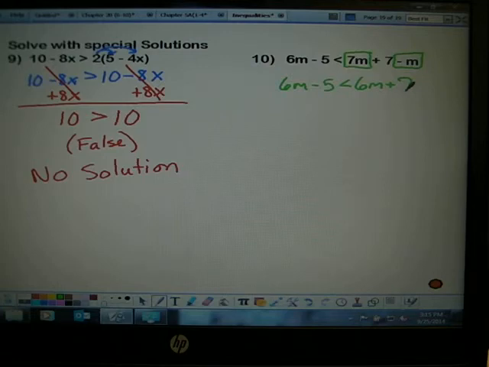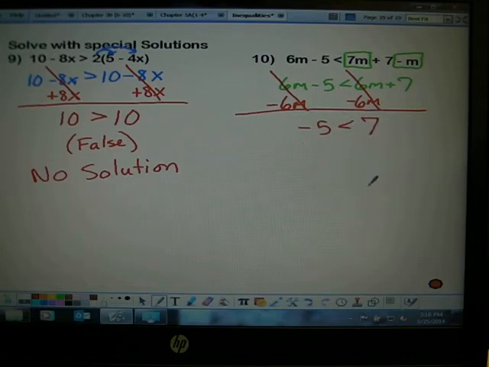Next, what you can do is move your letters to the same side of the equal sign. So we're going to subtract 6m to both sides. Cancels out. You're left with negative 5 is less than 7. Is that true? Is negative 5 less than 7? Well, yes. That is a true statement. And when you have a true statement, it's called identity. You may also see it known as infinite solutions. So you might start seeing identity in the book. They might start showing you the words infinite solutions.